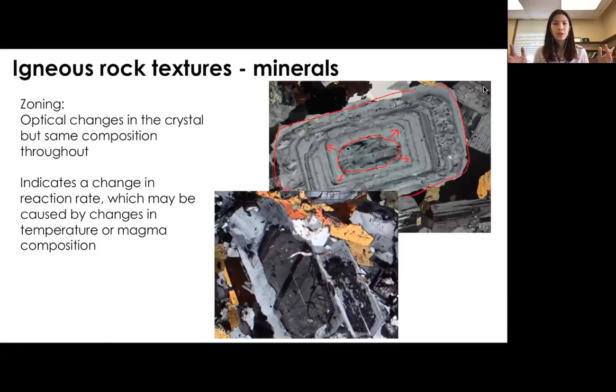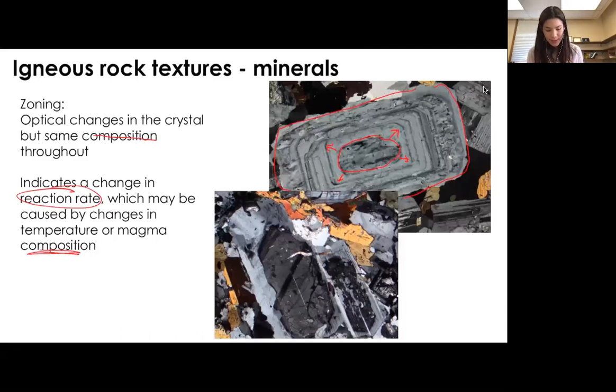These could be changed, or so never mind, the composition is not changing, sorry, but the reaction rate is changing. If the composition changed, we would see a different mineral. So what these zoning bands are showing us is a change in the reaction rate as that mineral is growing outward. And the reaction rate is going to be dictated by the temperature of the magma or a slight change in the composition of the magma.